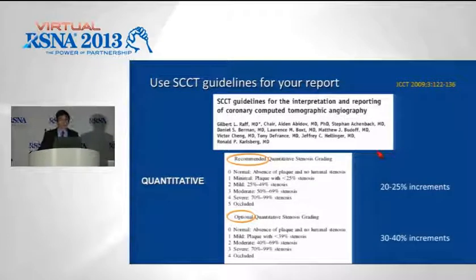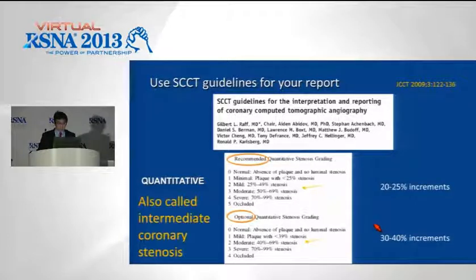So when you're reporting, you should really use the SCCT guidelines for your report. The SCCT guidelines do have a quantitative recommended stenosis grading system of 5 points, similar to what Dr. Ching first published. And this is in 20 to 25% increments. And they have an optional quantitative stenosis grading system, which is in 30 to 40% increments. And I draw your attention to the moderate category. Here for the 5 point, it's 50 to 69%, and for the 4 point, it's 40 to 69%.